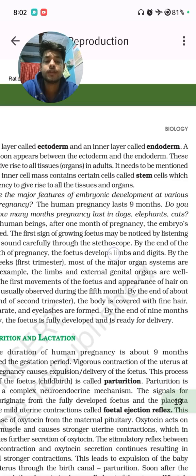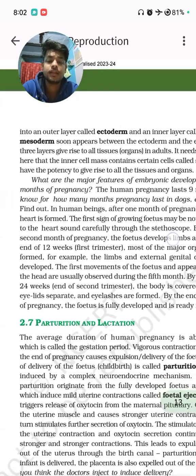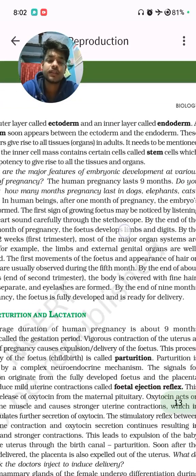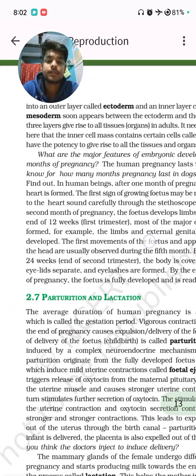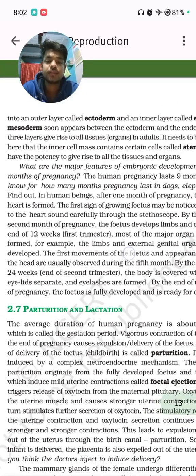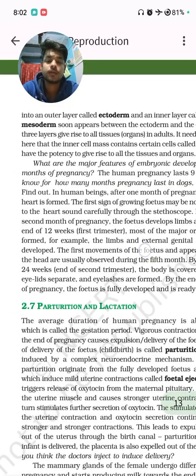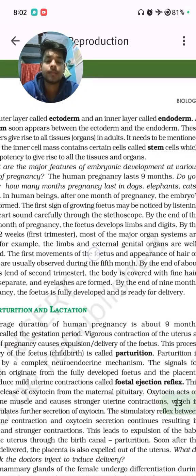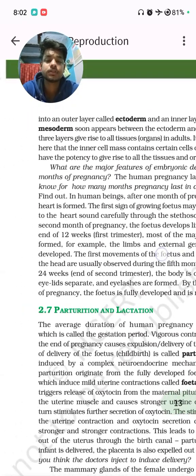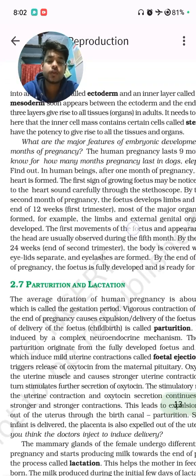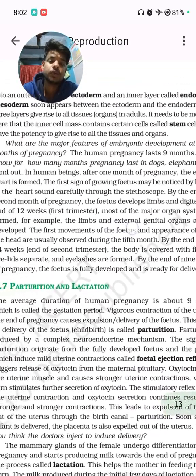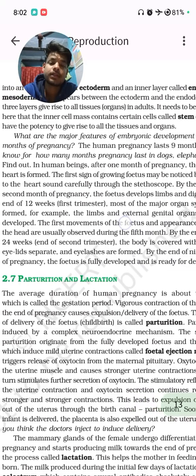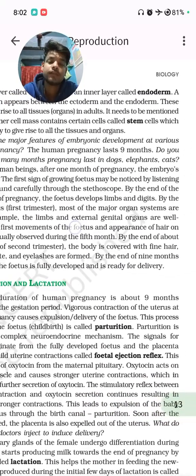It needs to be mentioned here that the inner cell mass contains certain cells called stem cells, which have the potential to give rise to all the tissues and organs. What are the major features of embryonic development at various months of pregnancy? Human pregnancy lasts 9 months. Do you know how many months pregnancy lasts in dogs, elephants, and cats?